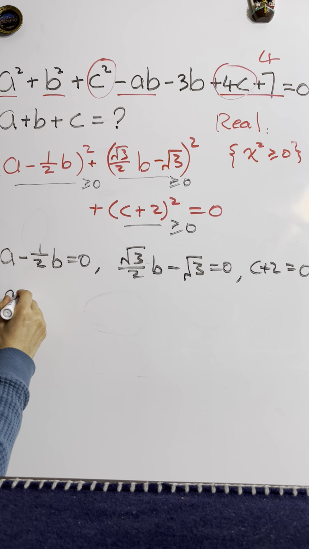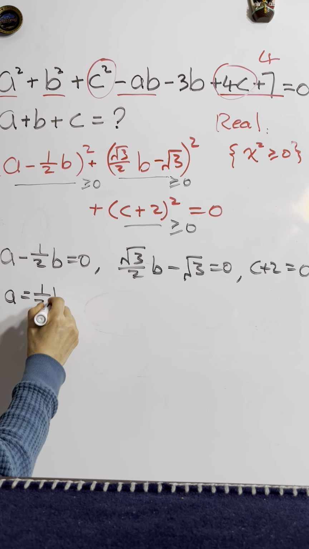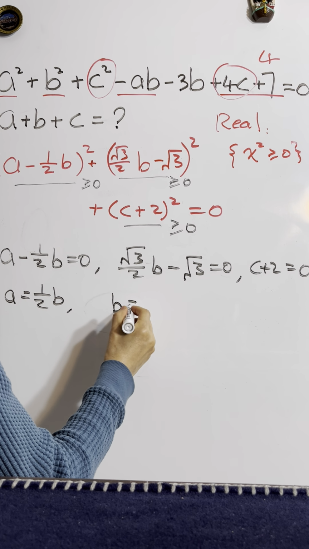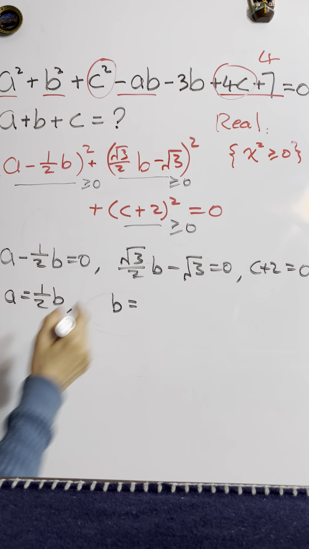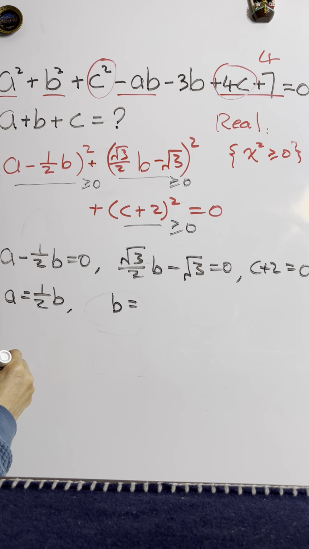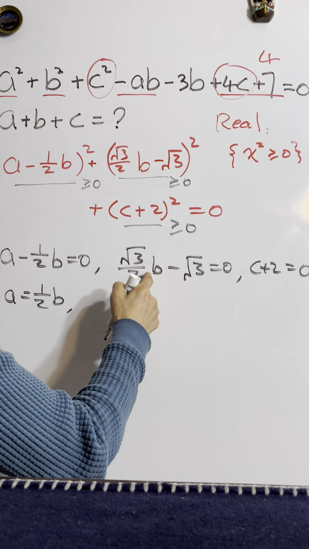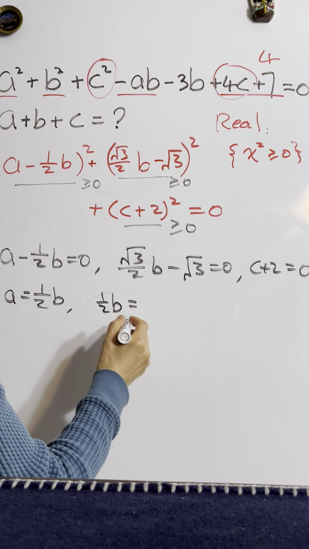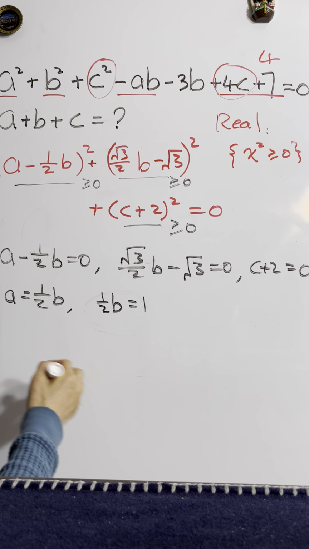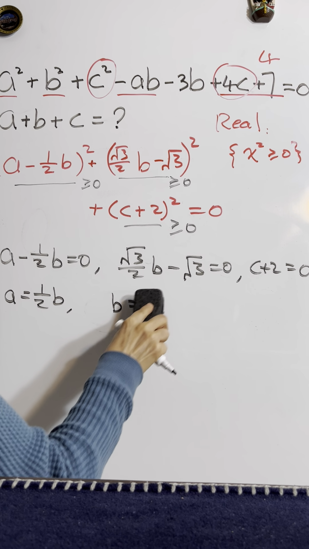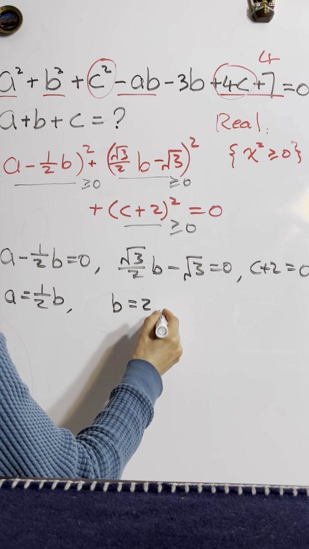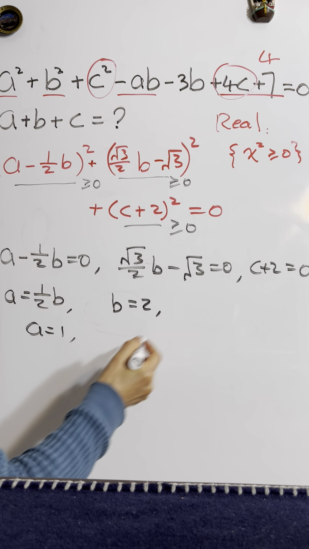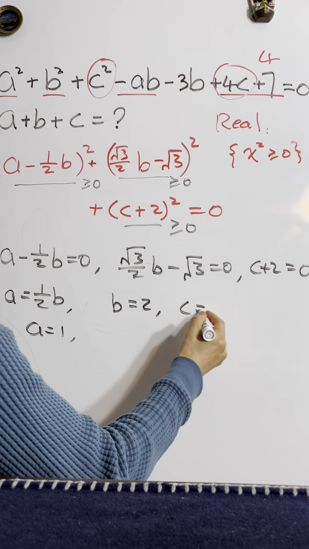Solve this, I get a equals half b. Solve this one, I get b equals to, first I can divide by square root 3 on both sides. So I get half b minus 1 equals 0, right? So half b minus 1 equals 0, that means half b equals 1. So that means b equals 2. If b equals 2, a equals 1. So c equals negative 2.